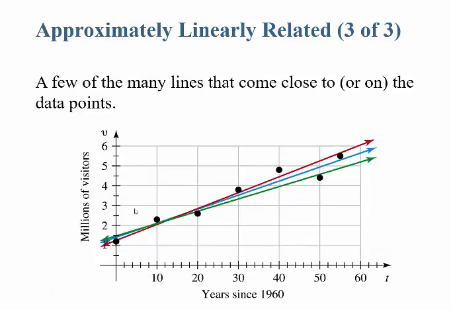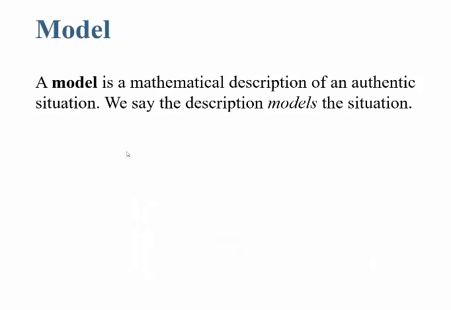But you can also notice I can draw a few other lines that come close to the data points. The green one also goes through them, the blue is the other one, and the red. They're all pretty close, but in general, there's one that's better than the others. For now, we're just going to stick with a linear line that we draw and approximate. In later sections, I'll show you how to find literally the best line that fits the data. A model here is a mathematical description of an authentic situation.